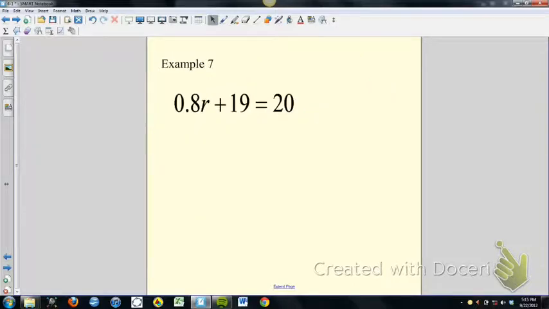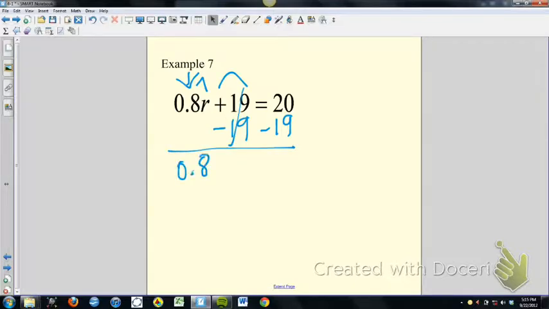Okay, now we have an equation that has a decimal in it. All right. So let's just deal with that in a minute. We have multiplication between 0.8 and r, and we have addition of 19. So let's get rid of the addition first by subtracting. Okay, I'm going to bring down the 0.8r, and over here on the right hand side I have 1.